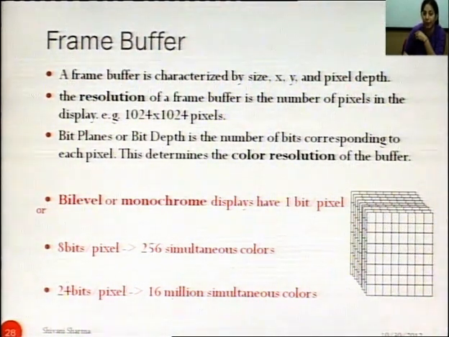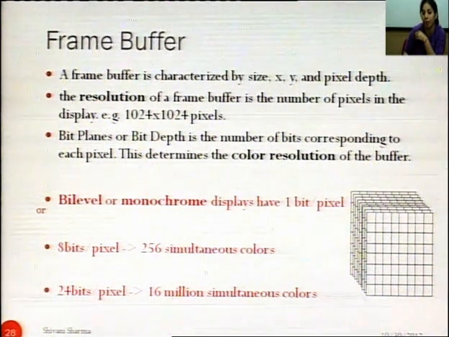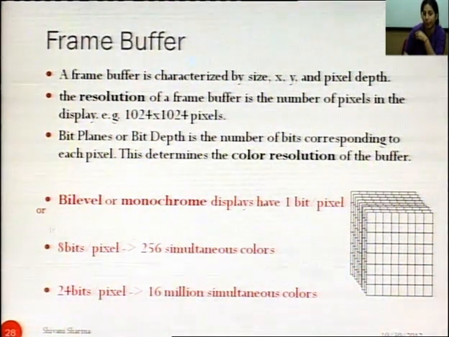So this is the bit level, or a monochrome display having 1 bit per pixel. This is the depth of color.